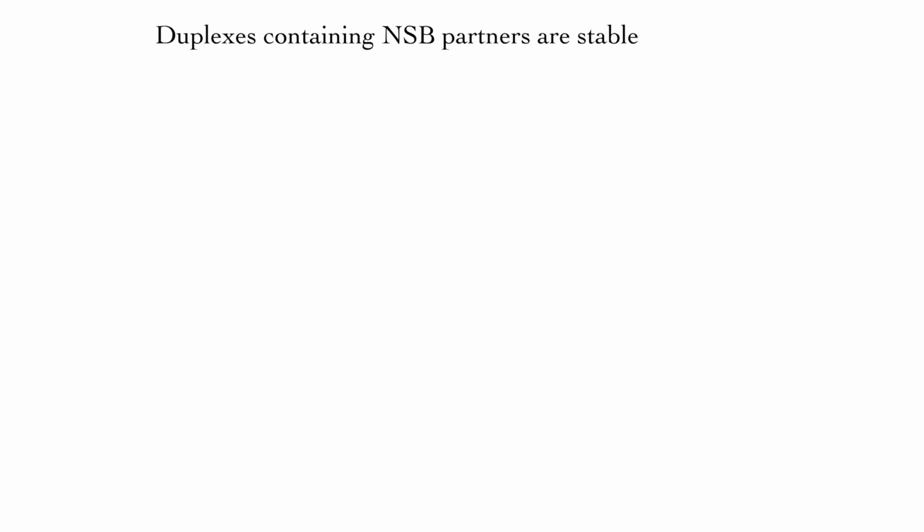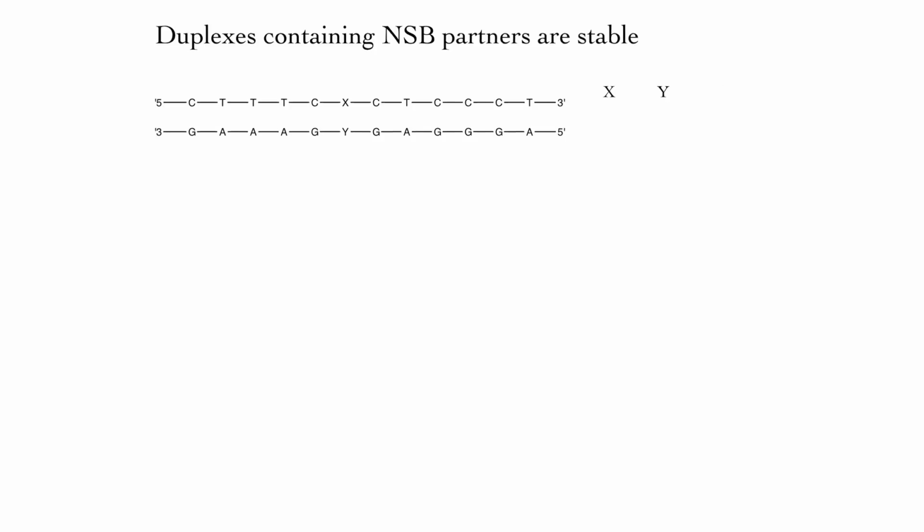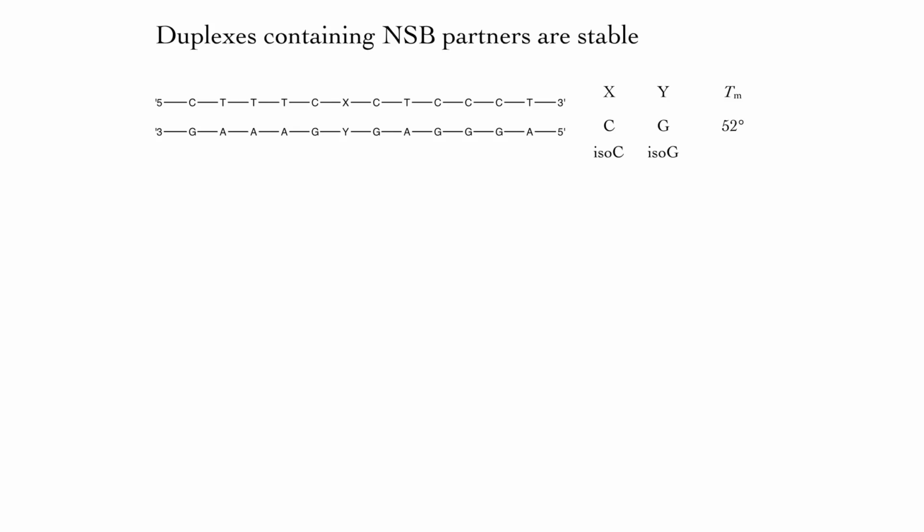Okay, so in fact, duplexes containing these non-standard bases are very stable. Do the melting temperature studies. For example, we've got X and Y, and melting temperature. So when X and Y are C and G, melting temperature is 52 degrees. So now let's replace X and Y with some of these non-standard base pairs. Iso-C and Iso-G, it's also 52. It's no surprise, you just got the bonding patterns reversed, but they're still the same order of magnitude.